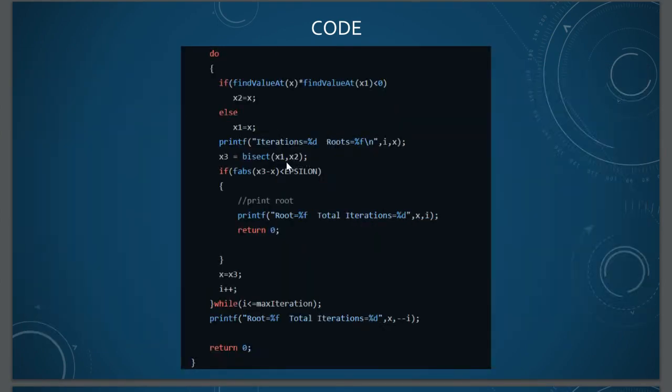The same thing is here, that is the absolute value of x3 minus x is less than the tolerance, then we print the root. The total iteration count is given and the root is also returned. If not, we iterate again until we find the root.